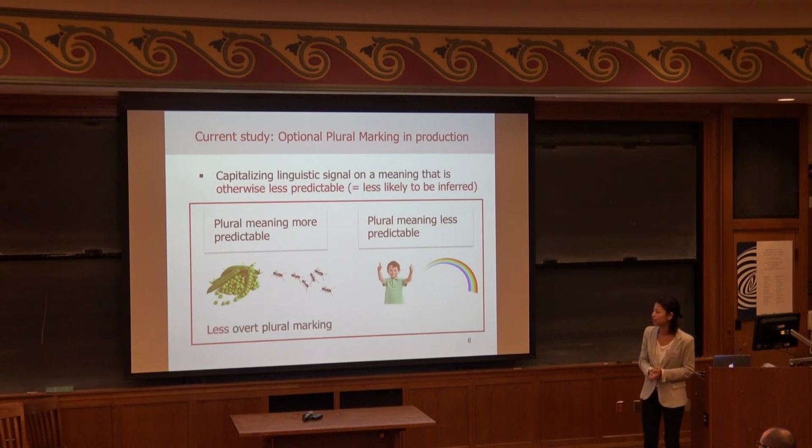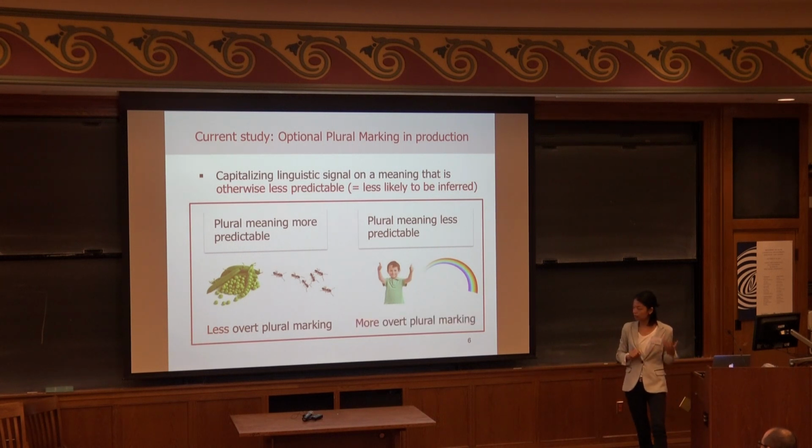or less likely to use overt plural marking for a particular class of nouns, but they might be more likely to use overt plural marking for another class of nouns. Does that make sense? That's the prediction. But before moving on to that particular study, I want to talk about a rationale behind using the artificial language learning paradigm to ask this specific question.